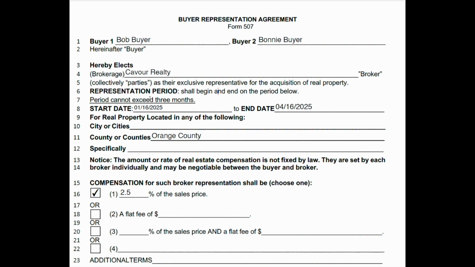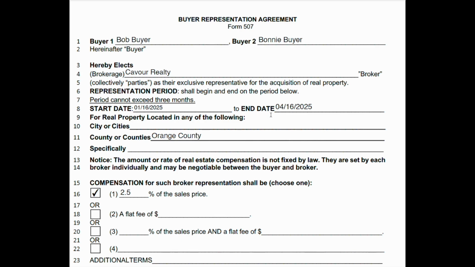Representation period cannot exceed 3 months. This is in line with the NAR settlement terms, with California state law. And as other states enact laws, it's likely to mirror the NAR settlement because that's who's lobbying to create the law. And so we're just making this form so it conforms so that all independent agents can have access in their own state to use this form.